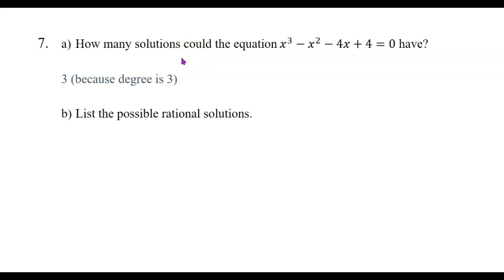Let's list the possible rational solutions to this equation. Remember, rational zeros have to be a factor of the constant term divided by a factor of the leading coefficient. So here they have to be a factor of 4 divided by a factor of 1. So the possibilities are positive or negative 1, 2, or 4.